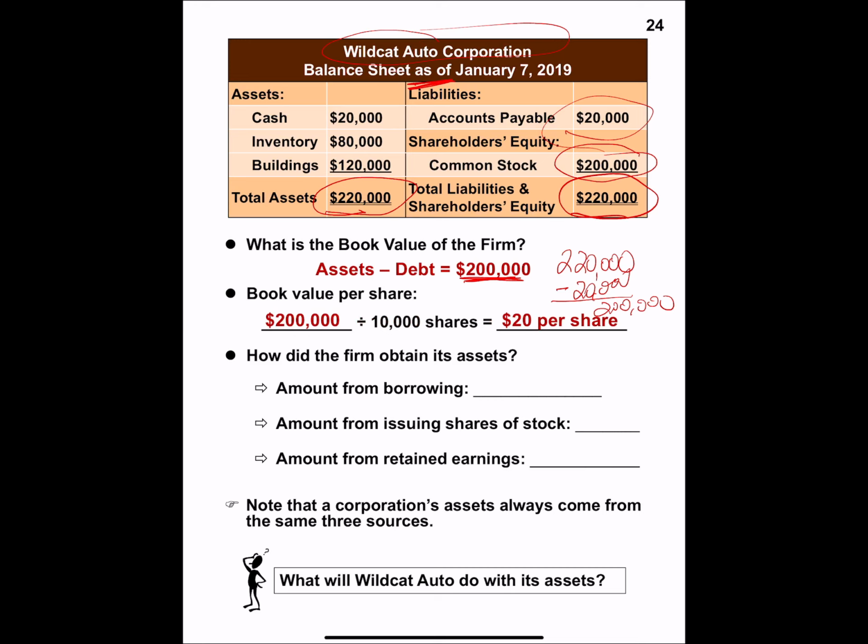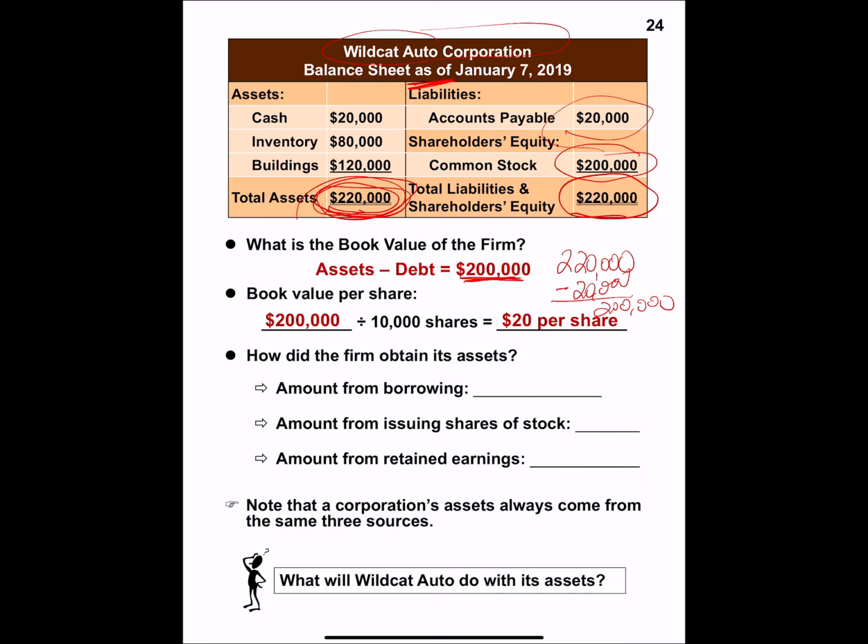We may want to then compare that to the market value per share, but this is simply an accounting number from our accounting records, the book value per share. Then a key question, which we'll keep asking throughout the semester: where did this $220,000 come from? What was the source of those assets? It had to come from somewhere on the right side of the accounting equation, from liabilities and equity.